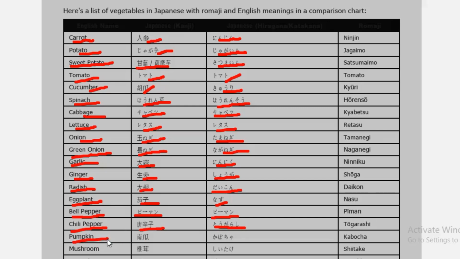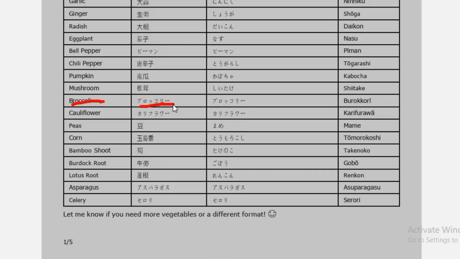Togarashi. For pumpkin, it is kabocha. Kabocha. For mushroom, it is shiitake. Shiitake. For broccoli, it is broccoli. Broccoli. For cauliflower, it is cauliflower. Cauliflower. For peas, it is mame.